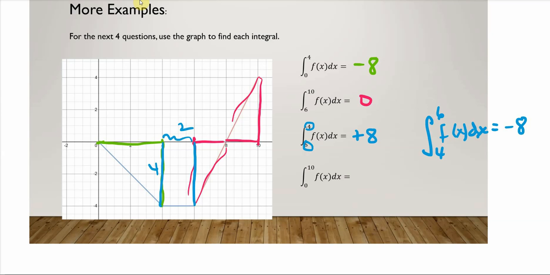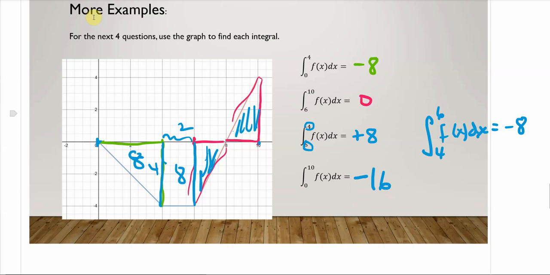And finally, what's the integral from 0 to 10? The integral from 0 to 10 would be from here all the way to here. But I know that this piece here and this piece here are going to cancel, so I just need to find this integral here. We said that was 2 times 4 is 8, and that was another 8 over here, so 8 plus 8 is 16, but it's below the x-axis, so it's going to be negative 16.